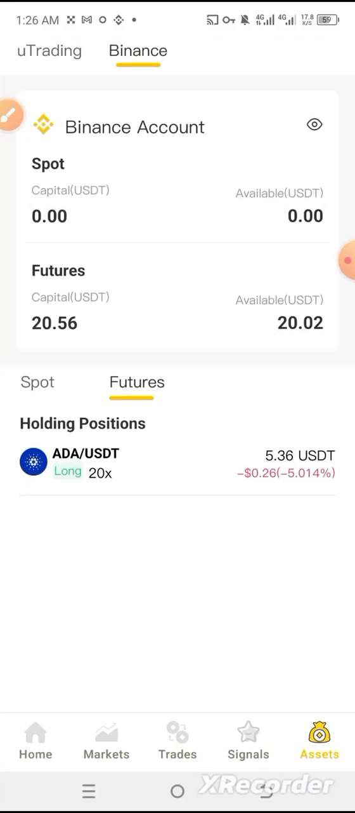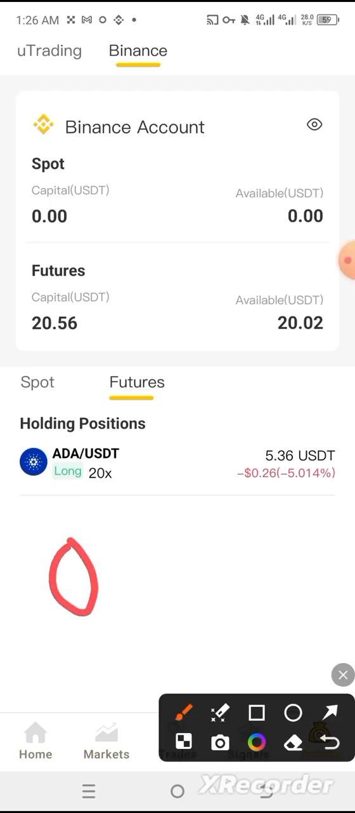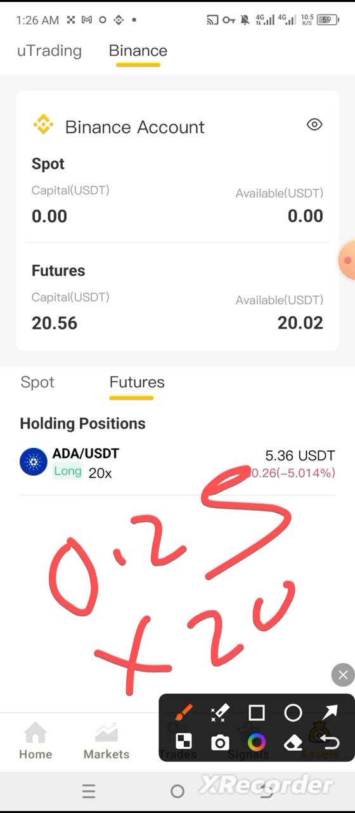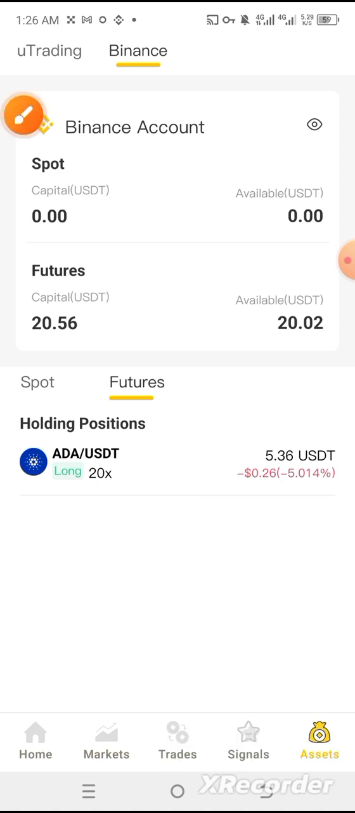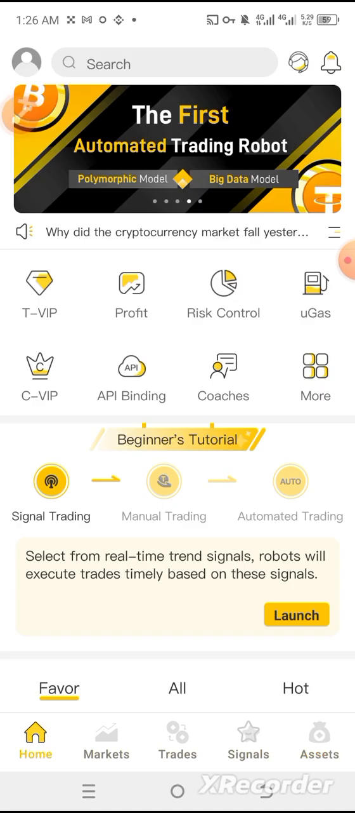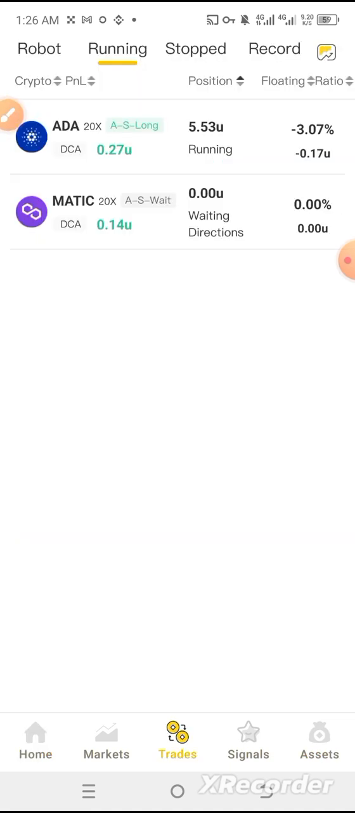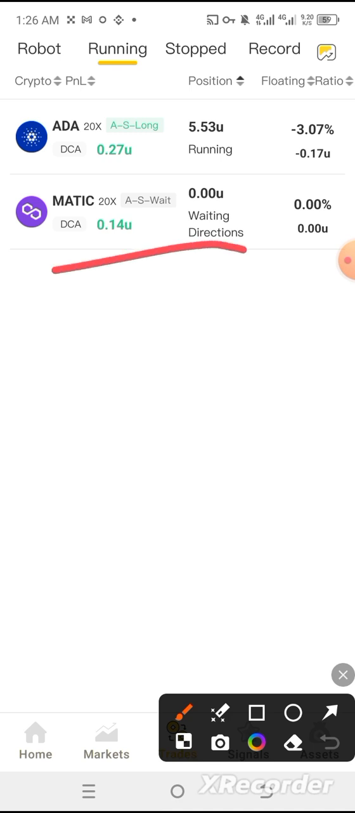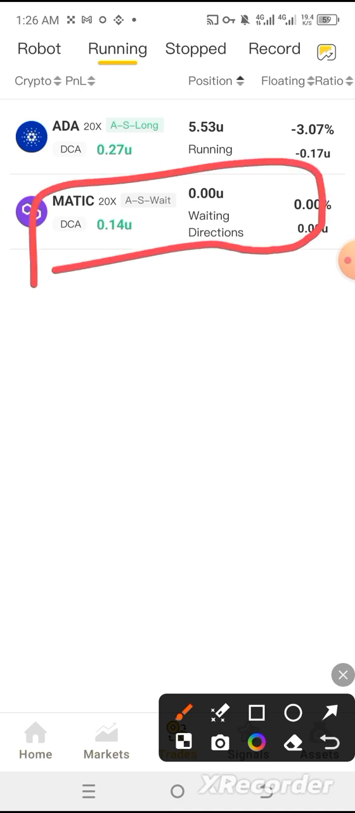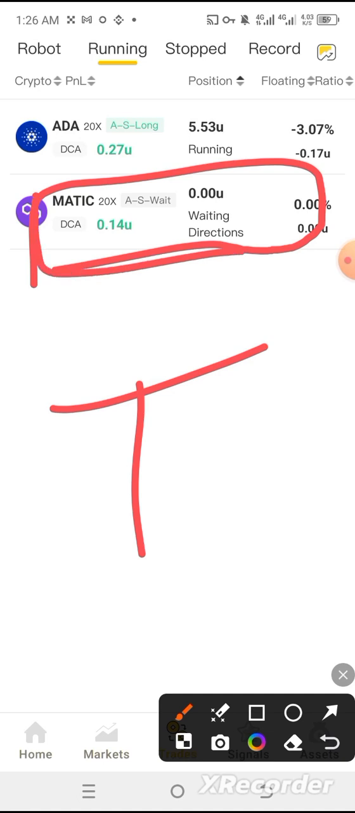So when I trade 0.25 and I choose times 20, it's giving me something like 5.68. You understand? So that's exactly what I'm doing right now. I have 2 trades set. One trade is running right now, but the other is not trading, it's waiting for direction. That is when I told you about trends, how to pick your trend, that means how to choose whether a coin is going up or down. Then this system will do that for you.